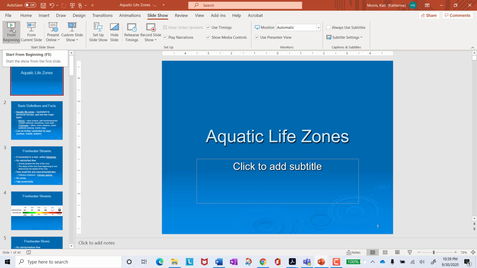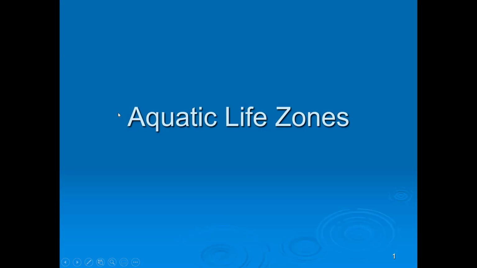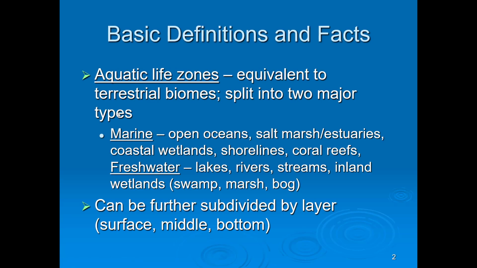This covers all of the non-Earth parts of the globe. They're equivalent to terrestrial biomes, and we split them into two major types, which should make sense to you. They're either going to be freshwater with no salt in them, or even the smallest amount of salt. We call those marine areas. You can further subdivide it by layer: the surface of a large body of water, the middle part and the bottom part.